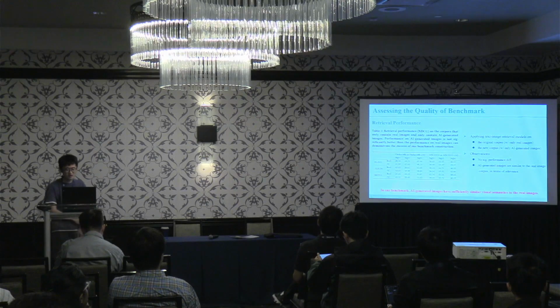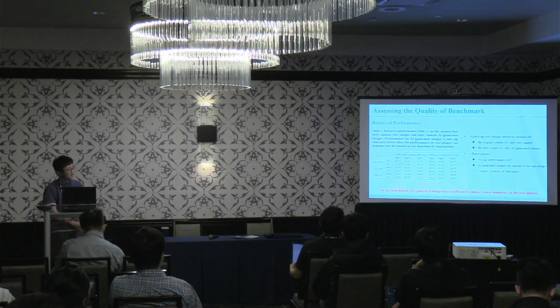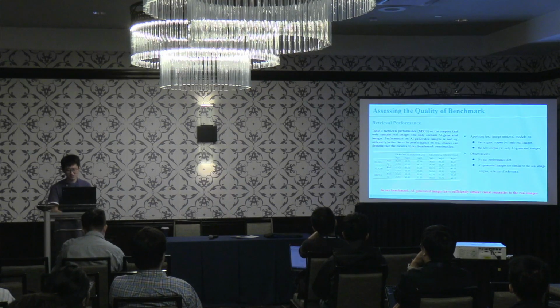After the benchmark construction, we assess the quality of the benchmark. Firstly, we apply text-to-image retrieval models on the original corpus that only has real images, and the new corpus that only has AI-generated images, respectively. We evaluate the retrieval performance of retrieval models on these 2 corpora and find that performance between them is not significantly different. This shows that in our benchmark, AI-generated images have sufficiently similar visual semantics to the real images.